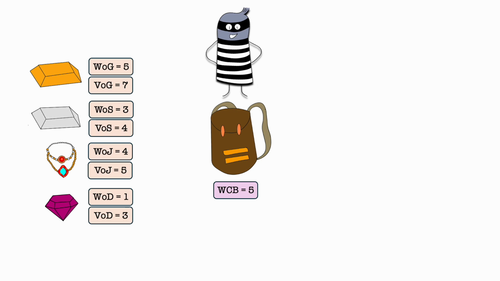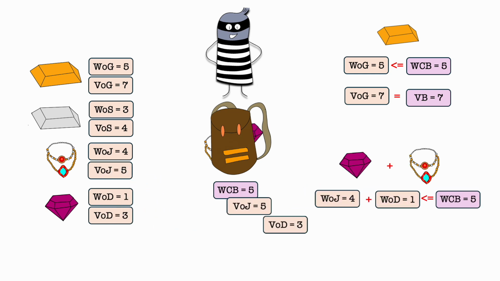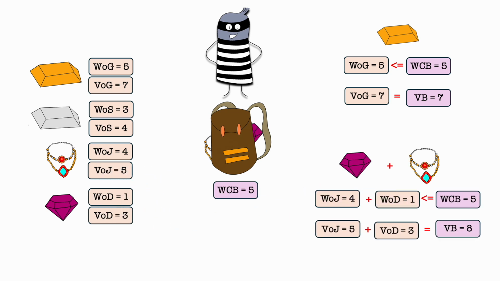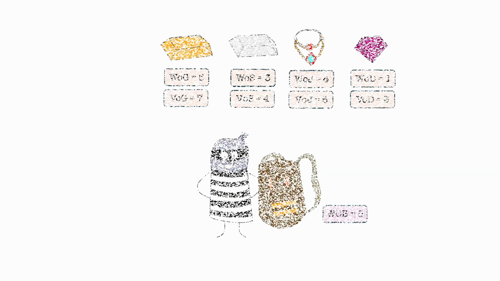If the thief keeps the item with the largest weight, which is the gold bar, the backpack will be full and the value that the thief will get from the backpack is 7. But what if the thief keeps the jewelry and the diamond? Then the value of the backpack will be 8. Here the thief has explored two options. In one, the value of the kept items in the backpack is 7. In the other, the value of the kept items in the backpack is 8.